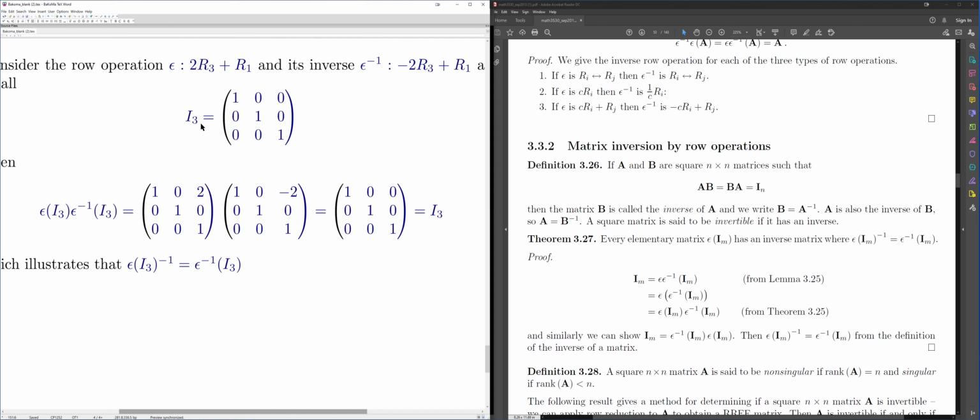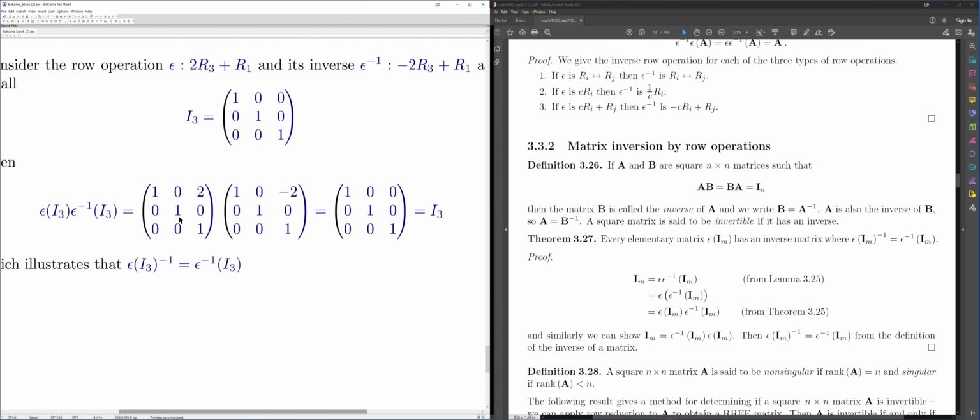it corresponds to the row operation epsilon: 2 row 3 plus row 1. So to get the inverse of this matrix, I consider the inverse row operation and apply it to the identity, and that gives me this, which is the inverse. Notice this is a very fast way to get an inverse. In the case of elementary matrices, you can get inverse matrices very quickly.